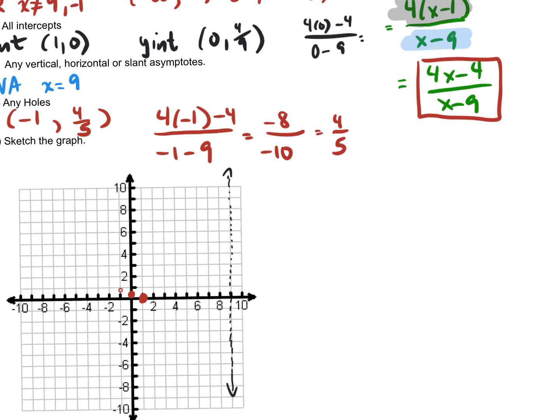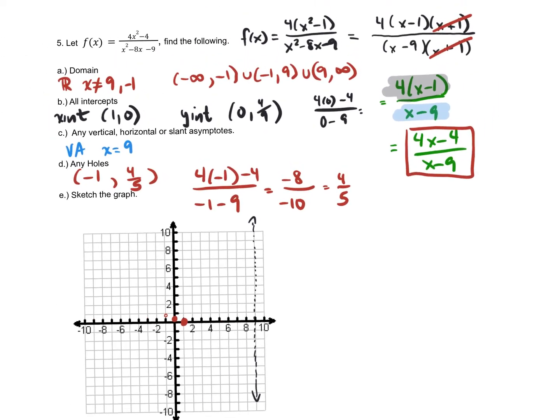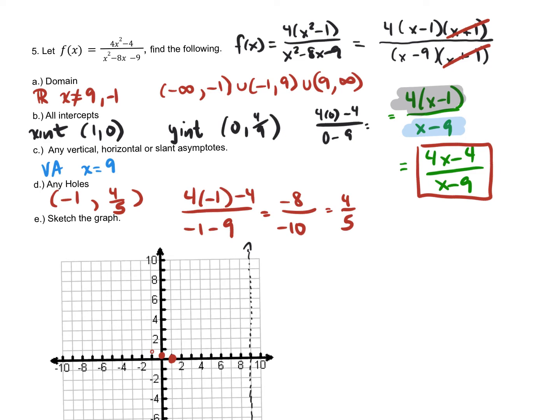So almost off the graph. Now horizontal or slant is based on the degree. If I look at the degree I have here, the degree of this is 1 and this is 1. When the degrees are the same, remember we divide the leading coefficients. So it will have a horizontal asymptote at y equals 4 divided by 1, because those are the leading terms. Make sure on your test when you write asymptotes, you're writing them as x equals or y equals. That is very important. So at 4, this is going to have an asymptote that looks like this.